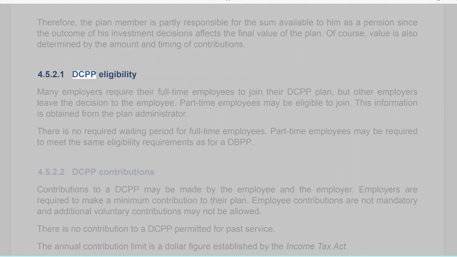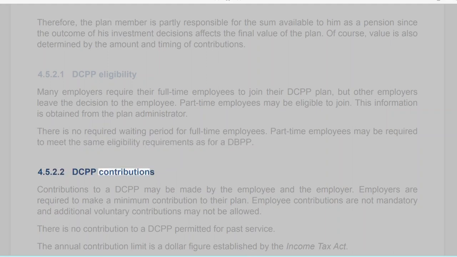4.5.2.1 DCPP eligibility. Many employers require their full-time employees to join their DCPP plan, but other employers leave the decision to the employee. Part-time employees may be eligible to join. This information is obtained from the plan administrator. There is no required waiting period for full-time employees. Part-time employees may be required to meet the same eligibility requirements as for a DBPP.